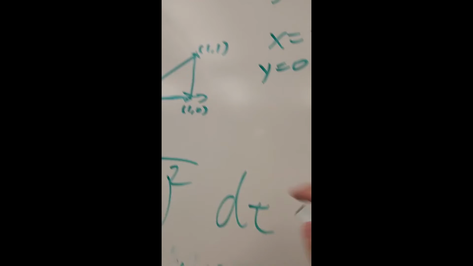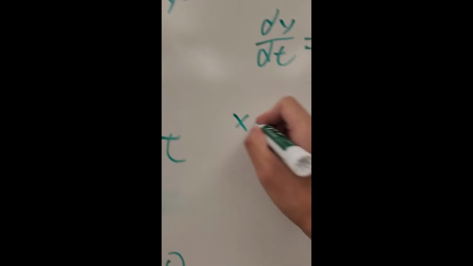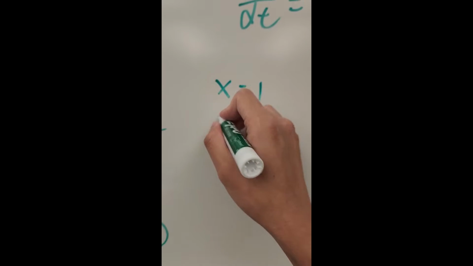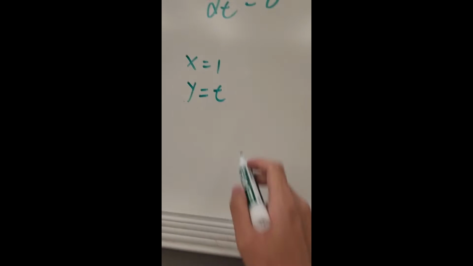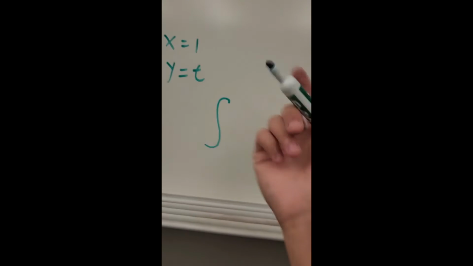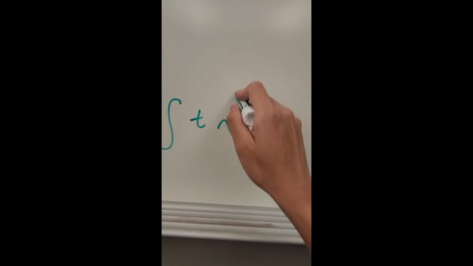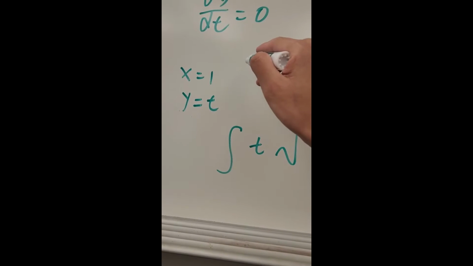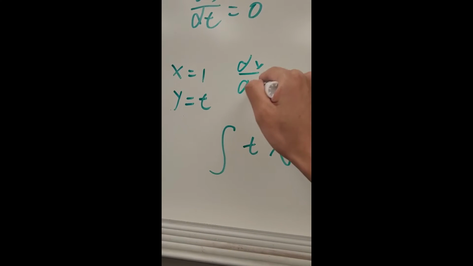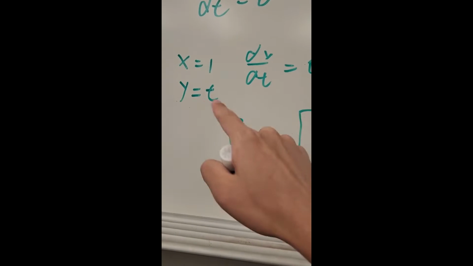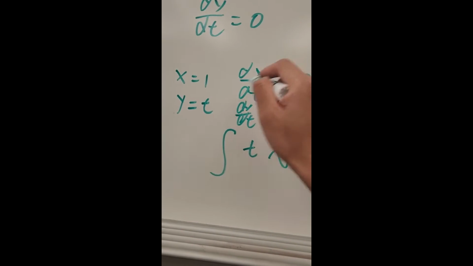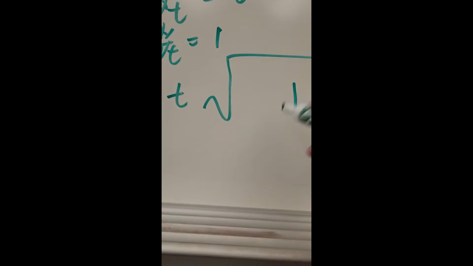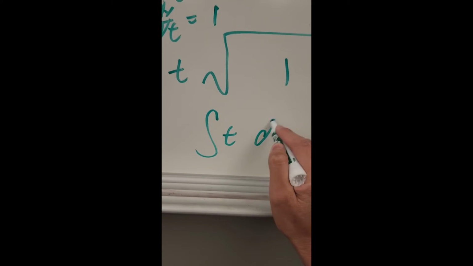And we do this part. That part, x was always equal to 1, and y is equal to t, because it's going up. So we do the same thing: the integration of x times y, which is t, and then the square root of, here the dx over dt will become 0, and the dy over dt will become 1. So here it's still 1, so just the integration of t dt.